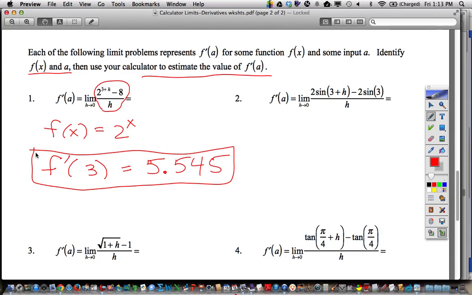Now remember, your table start is still 0. This is still the limit as h approaches 0, right? Not 3. Don't mix up that 3 in here. 3 is the a. 3 is in here. All right. It's still, why is it still h approaches 0? Because the 2 points are getting really close together.